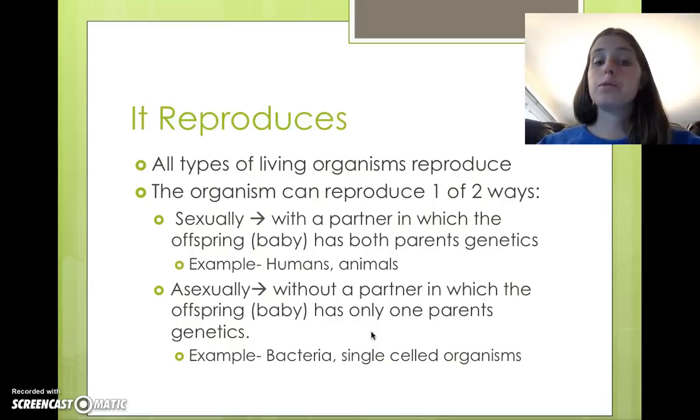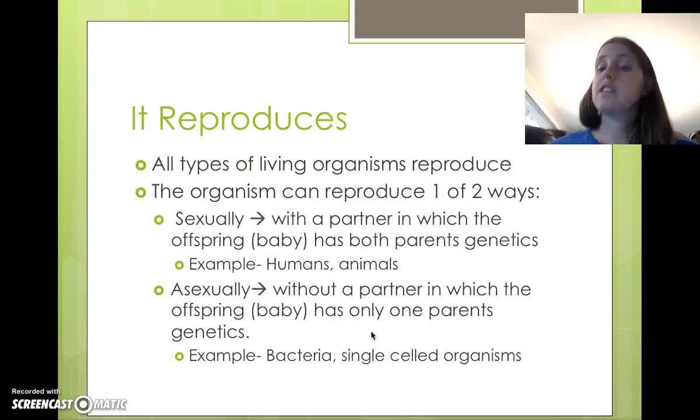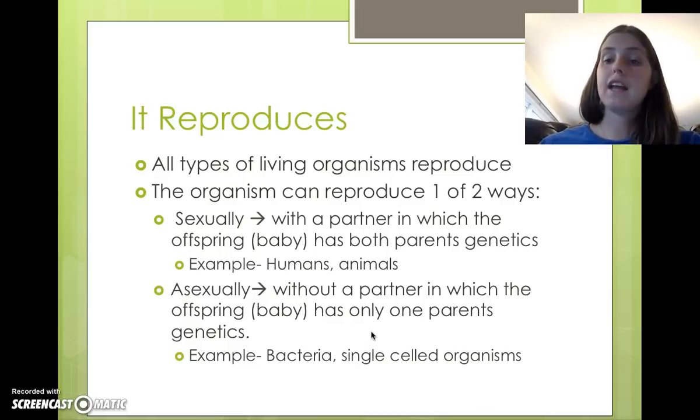Living things reproduce. So all living things have to reproduce. They have to have a way to make more copies of themselves, otherwise their species can't survive. So organisms can reproduce in one of 2 ways. They can do sexual reproduction, which means they reproduce with a partner, and then their offspring have genes from both mom and dad. Examples of that would be humans and animals, where you have a mom and a dad, and when they go through sexual reproduction, they produce a child that has genetics from both of themselves.